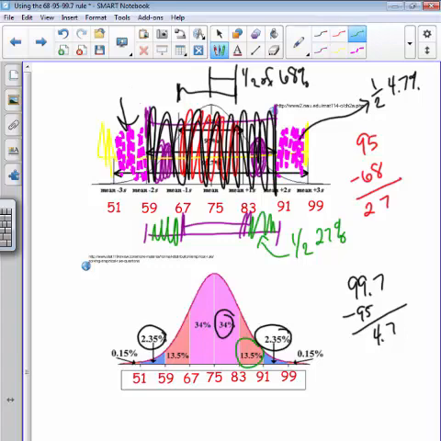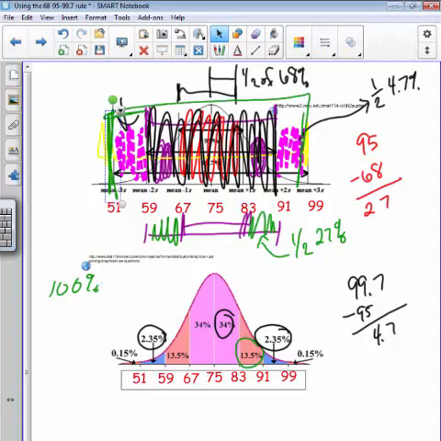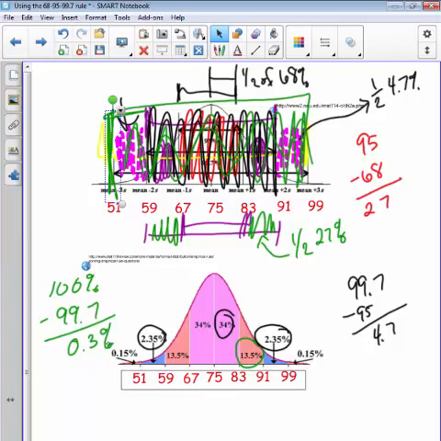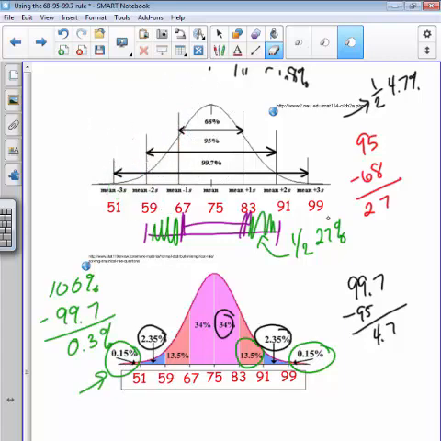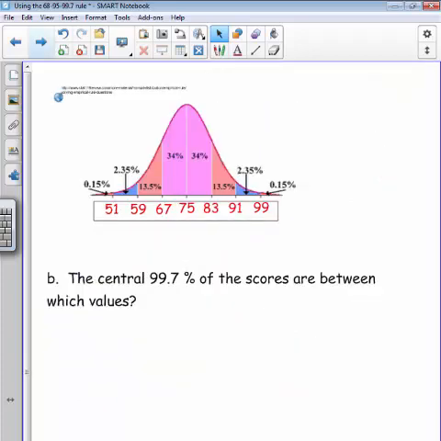The last piece to figure out is what happens beyond 99.7. The entire curve is 100% of the data. If I want to look beyond 3 standard deviations, I'm going to get rid of all of this stuff on top. I'm going to get rid of 99.7%. That leaves me with just 0.3% of the data that is beyond 3 standard deviations above or below. Half of that is going to be 0.15% above and 0.15% below 3 standard deviations. We can take our normal 68, 95, 99.7 rule and break it into pieces and see that each piece has a specific percentage.